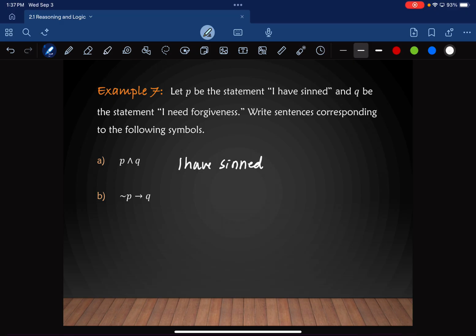What does that upside down V mean again? And. So we put the word and. And then Q comes next, and what's Q? I need forgiveness. And that's all of us, right? That's all of us. Now the next one actually has an arrow. Okay, so this is the if-then one. So even though there's an arrow, we still start with the word if in front of it. Okay, so that's how it begins, if. Now it says tilde P, and P was the statement, I have sinned. So what is tilde P? If I have not sinned.